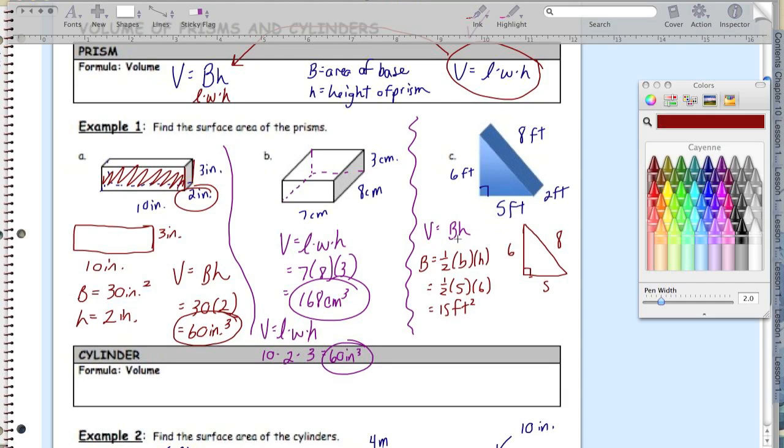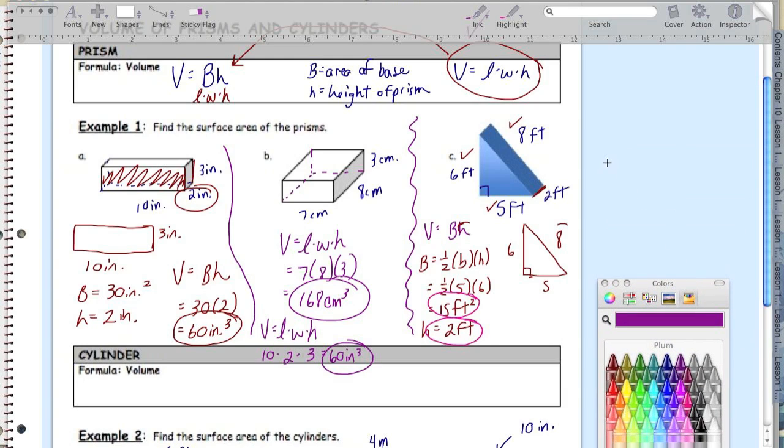The other variable I need to solve for is h. So little h is the number not yet used. I used the 8, the 6, and the 5. Well, actually, I didn't use the 8. But still, the dimension for height is going to be this distance here going back, which is 2 feet. So now I have, let's highlight with a different color. Capital B is 15 feet squared, small h is 2 feet. I can substitute them into the formula and solve.